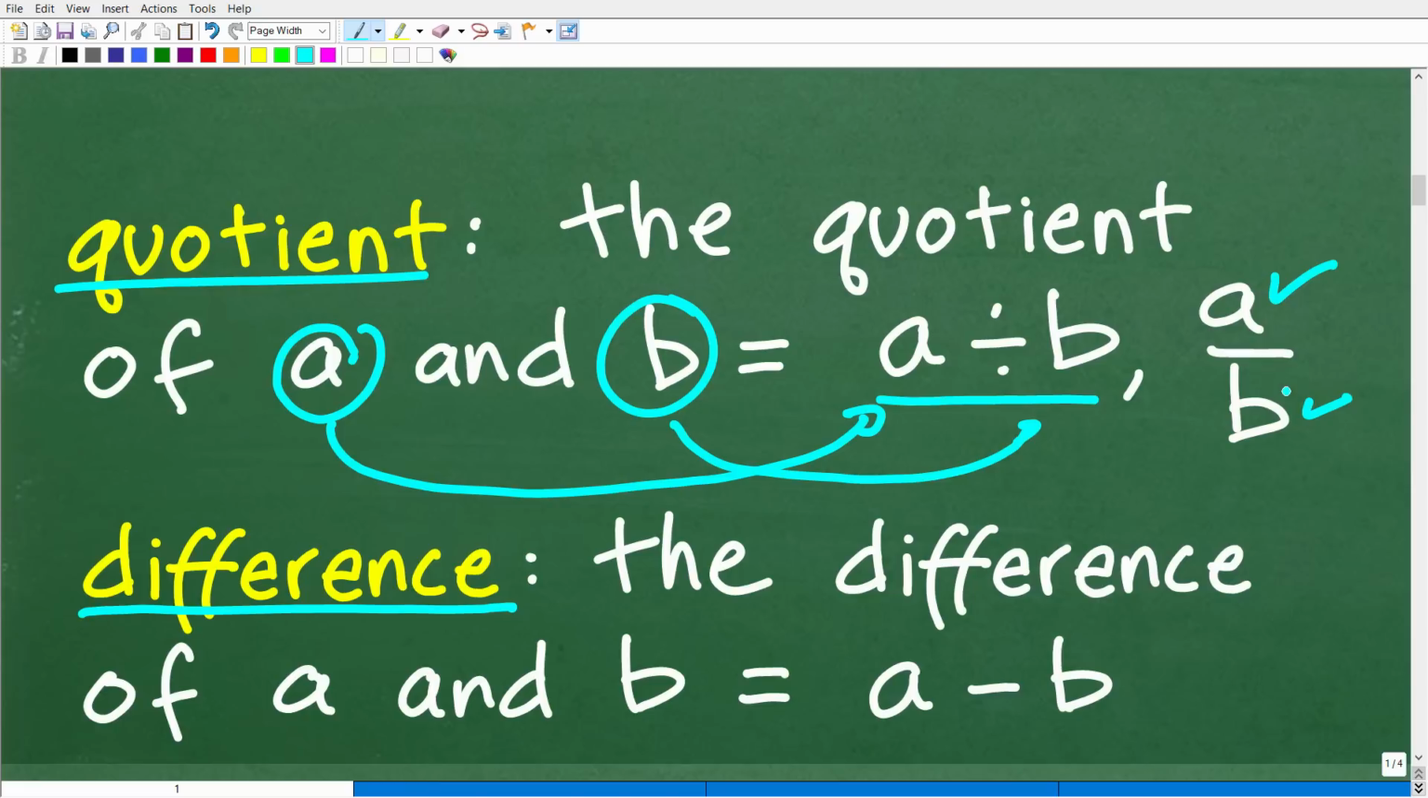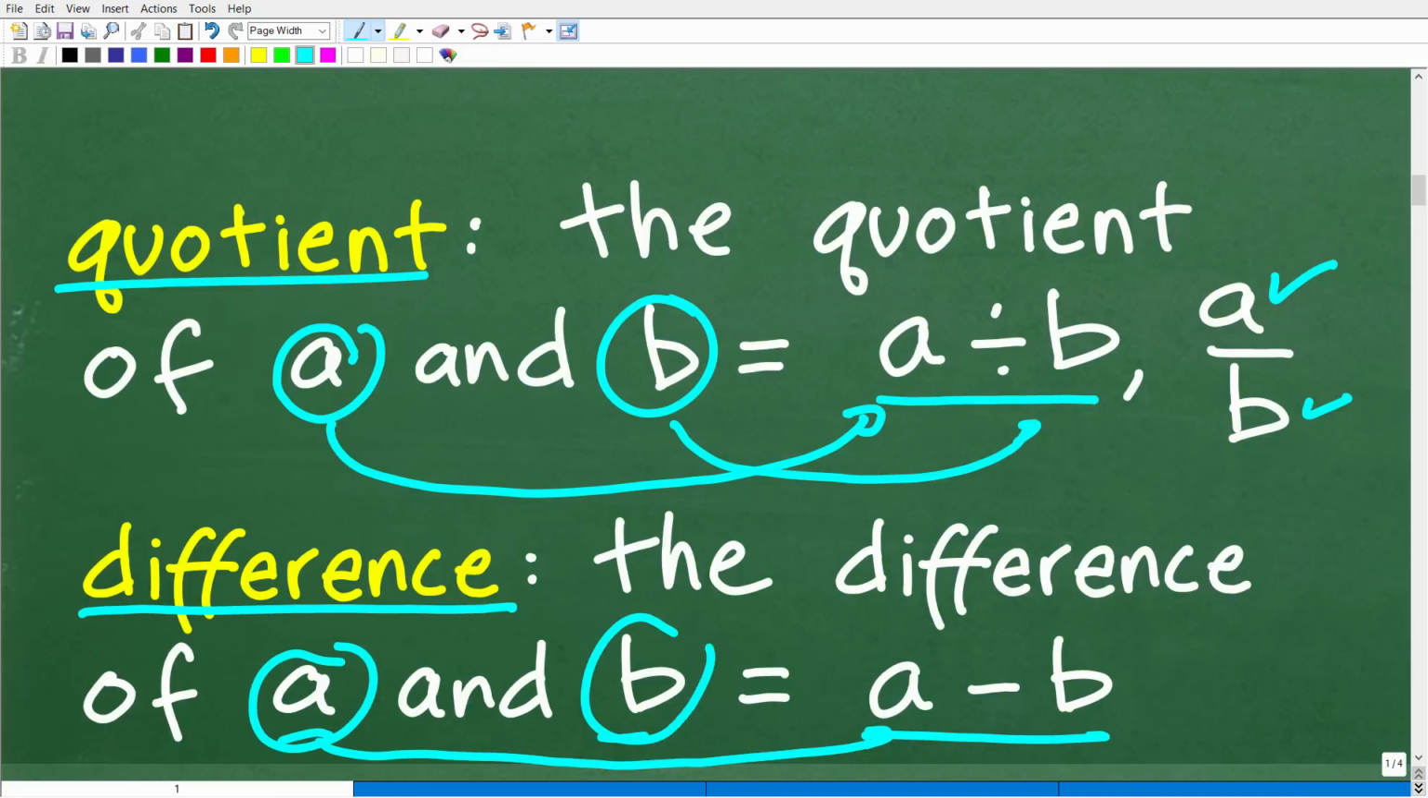Same thing with the difference. The difference of two numbers A and B is A minus B. Again, this first letter, or number, A goes first, and then we're going to subtract this other number B. So it's A minus B.